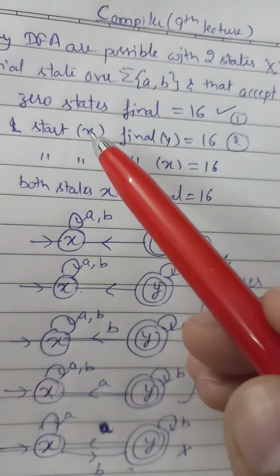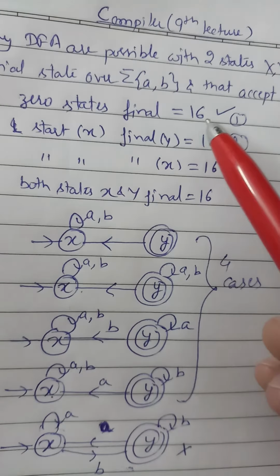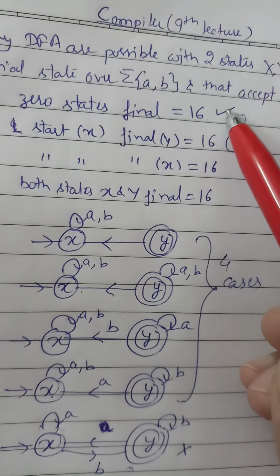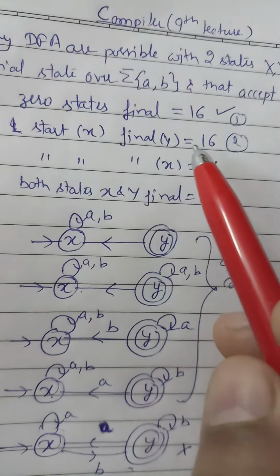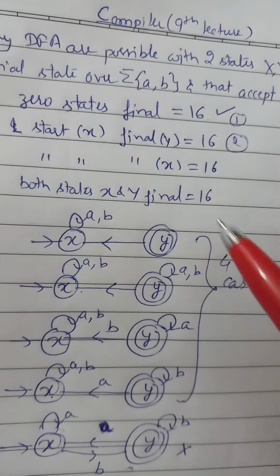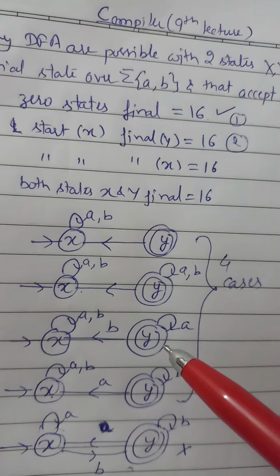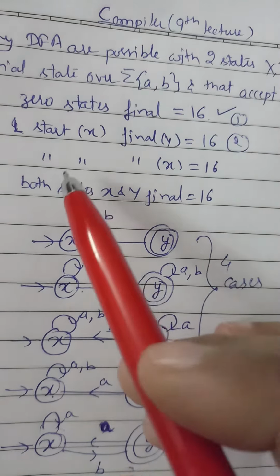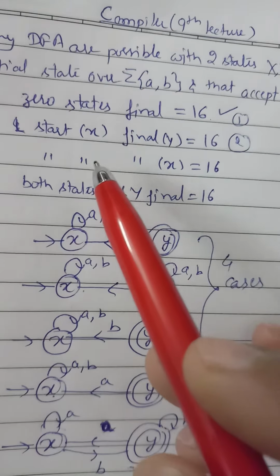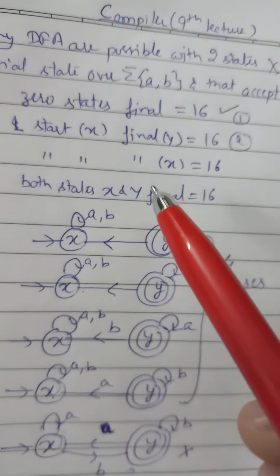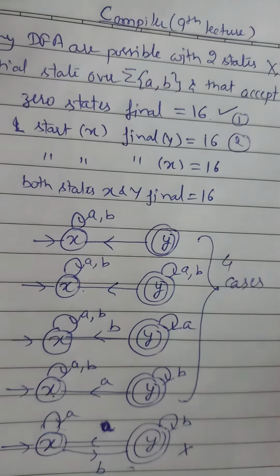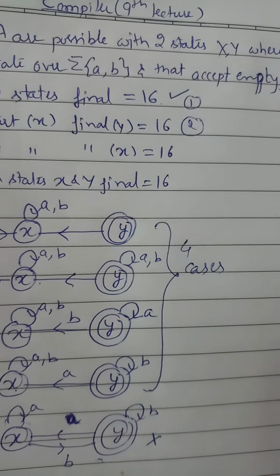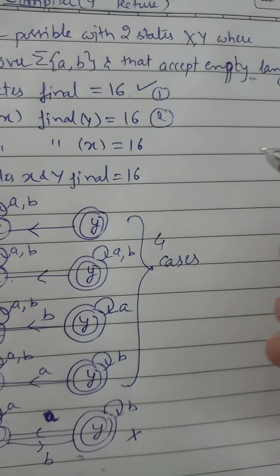So how many DFAs are possible? With zero final states we have 16 possibilities, so 16 DFAs are possible, and with start X and final Y, with the second condition, we have these 4 cases in which the DFA accepts empty language. Now move to the next, when the starting state is X and the final state is also X.